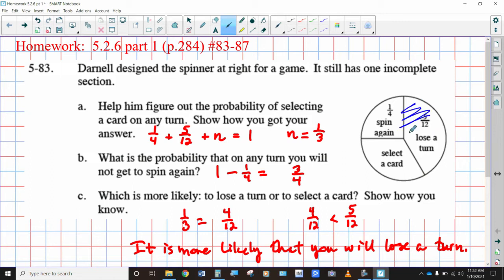And someone could guess this because that looks bigger than this section. So you might be able to figure that out without doing any of the math. But we absolutely want you to show your work to justify your answers.